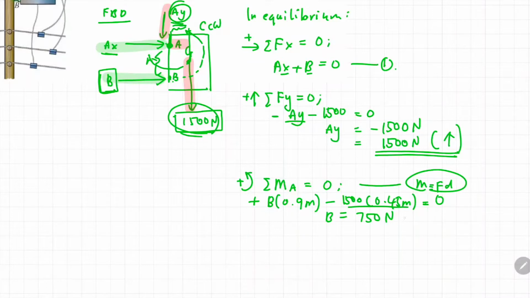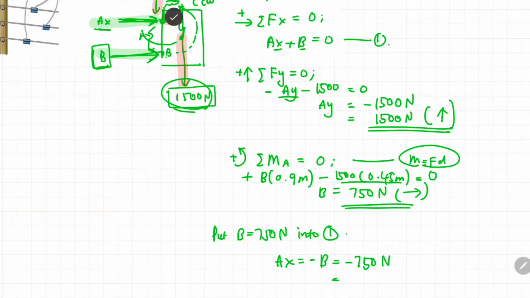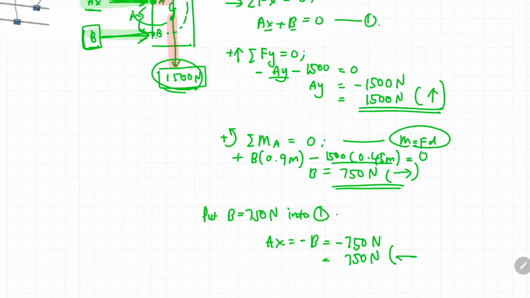So what does it mean? Positive means our initial assumption is correct, which is to the right. So you got the B value of 750 Newton. You can substitute it into equation number 1, so you can solve for AX, whereby AX is equivalent to negative B, and we know that B is 750. So our AX is negative 750 Newton. What does it mean? Our initial assumption for AX is to the right, but because the magnitude that we get is negative, it means the actual direction of AX is to the opposite side, which is to the left. So that's simply it.